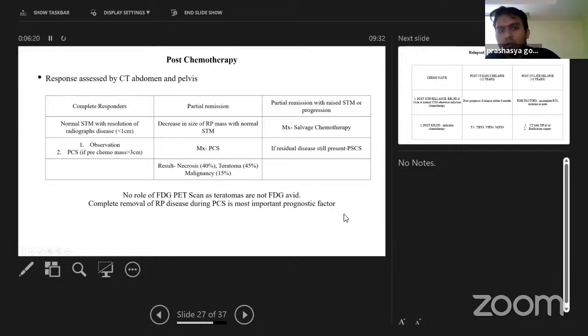There is no role of evaluation of a post-chemotherapy mass in non-seminomatous tumors with FDG scan, because teratomas are present in large numbers and they are not FDG avid. The complete removal of the retroperitoneal disease is the most important prognostic factor in such patients.